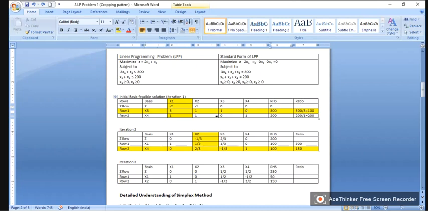Okay. So these are the basic variables, and the remaining variables are x1 and x2. They are non-basic. The basic variables are present in the basis. So x3 and x4 are basic variables, x1 and x2 are non-basic variables.